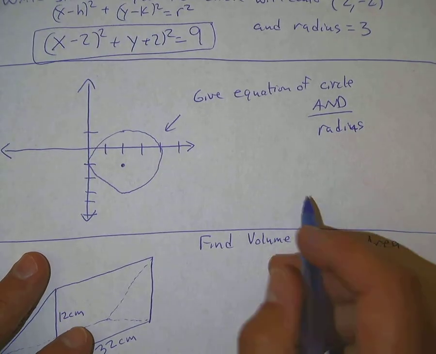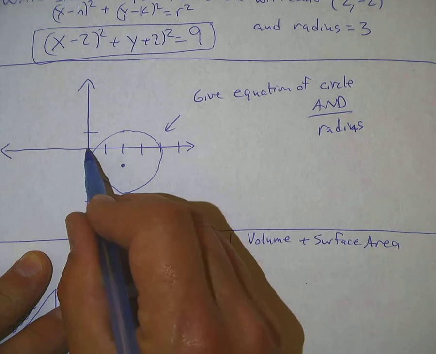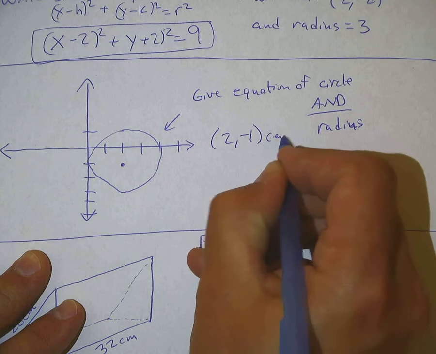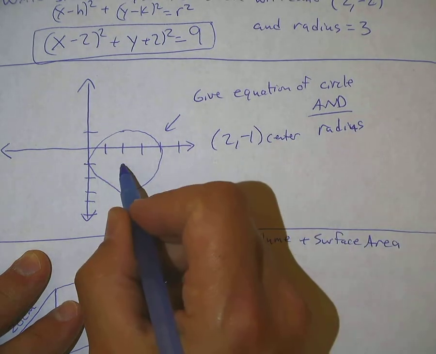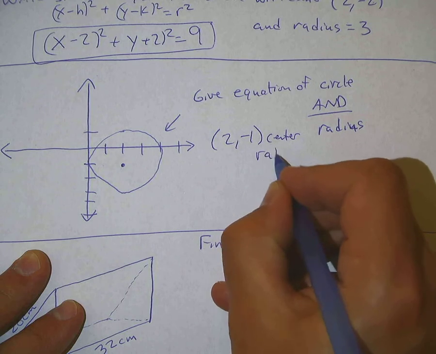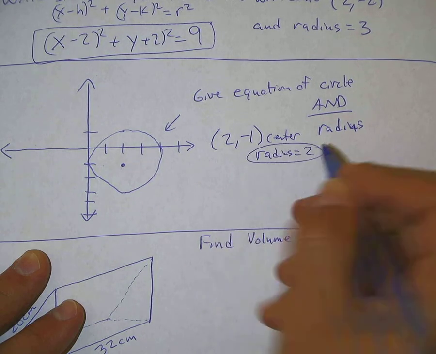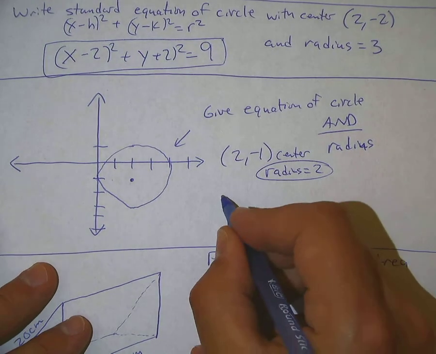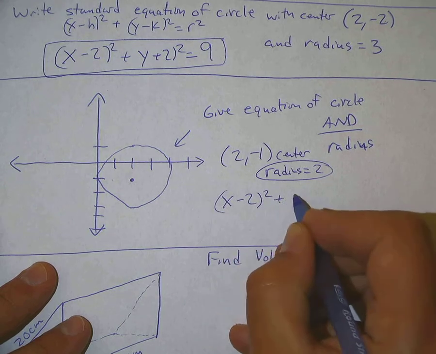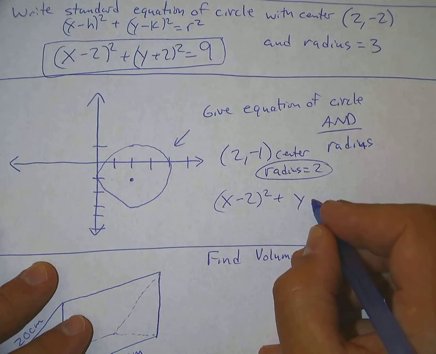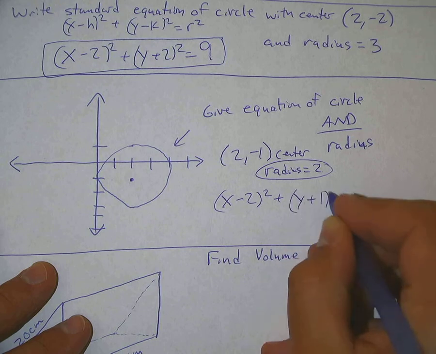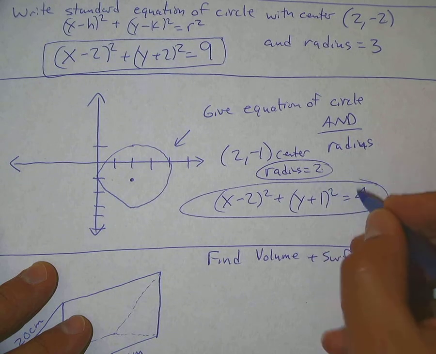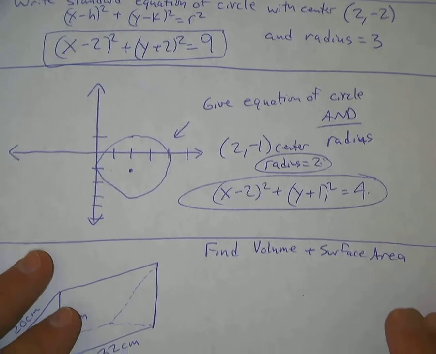Keep going. Give the equation for a circle and the radius. It looks like the center is at (2, -1), and the radius is 2. So to write this in a circle equation, just like we did up there, it would be (x - 2)² + (y + 1)² = 2², which is 4. Make sure these are not the same number. Make sure you don't get those mixed up.